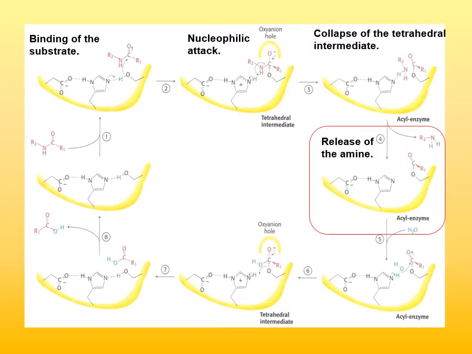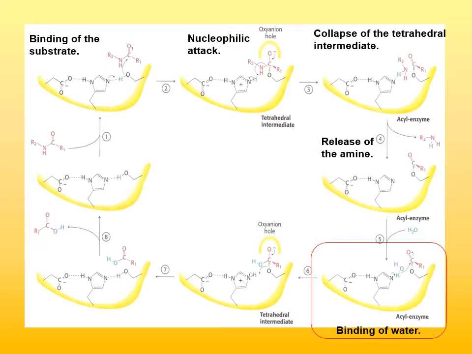And then in the next, fourth step, the amine is released. Obviously, the amine was held only through a hydrogen bond with histidine, and so in this step the amine is released. In the following, fifth step, a molecule of water enters the active site. So binding of water simply means that a molecule of water enters the active site, and now it binds through a hydrogen bond with histidine, the same way as the amine before and as the side chain of serine used to bind to histidine.